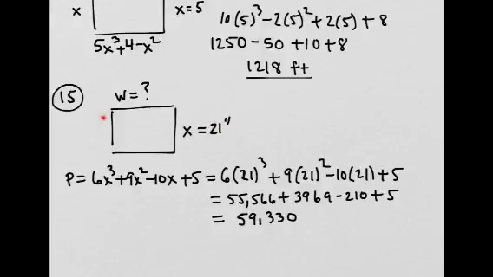I've got this side and this side. So I'm going to subtract 42. So minus 42. And so that's going to give me 59,288 inches. Now remember, this makes up this 59,000 number. That's this and this combined, and I only want the width, right? So I've got to divide by 2.